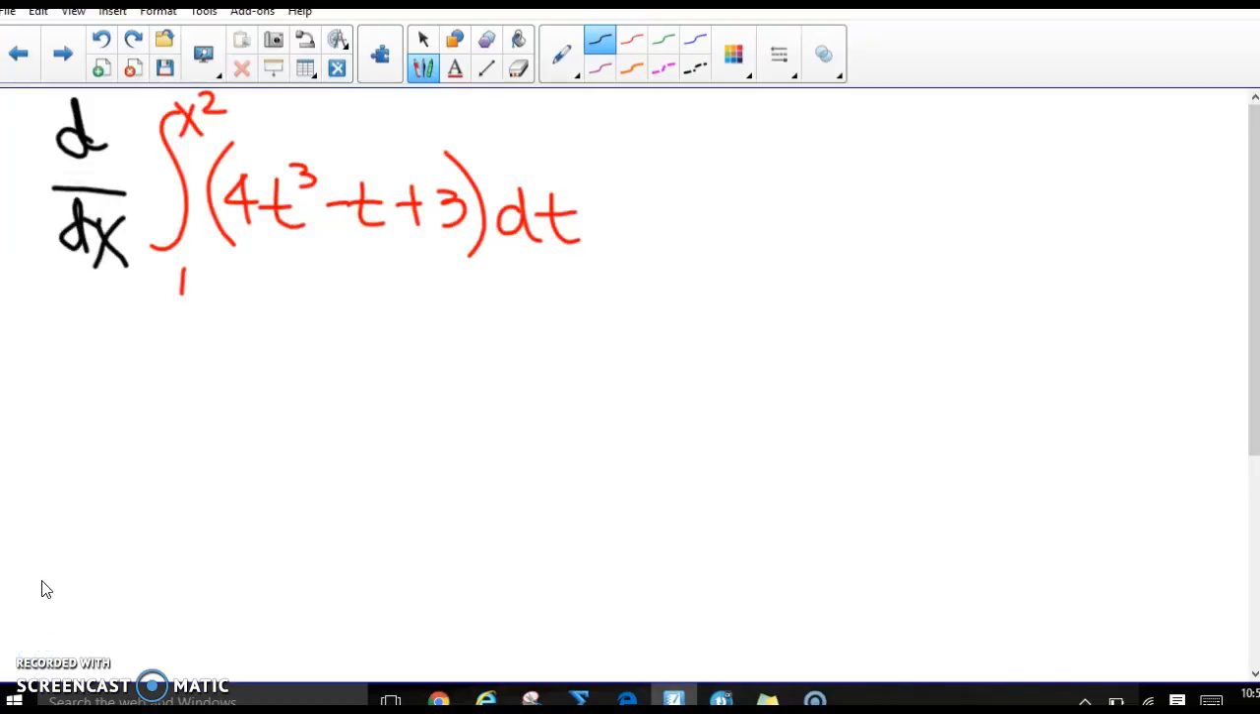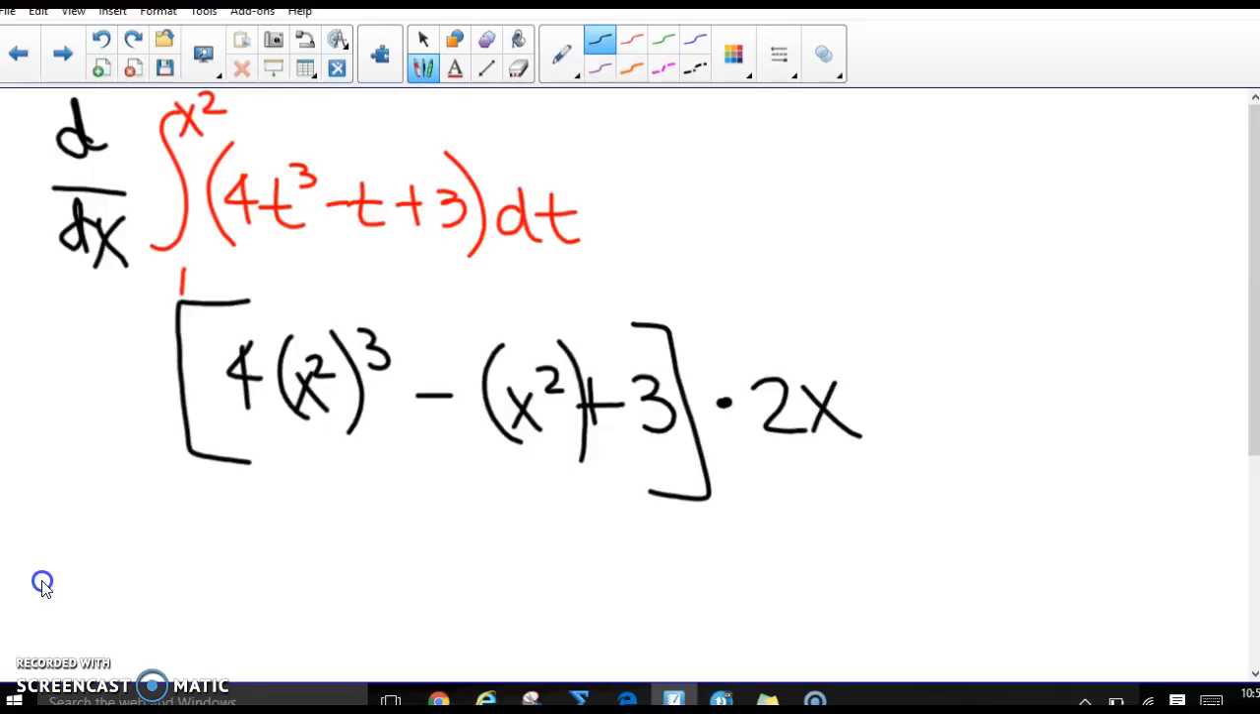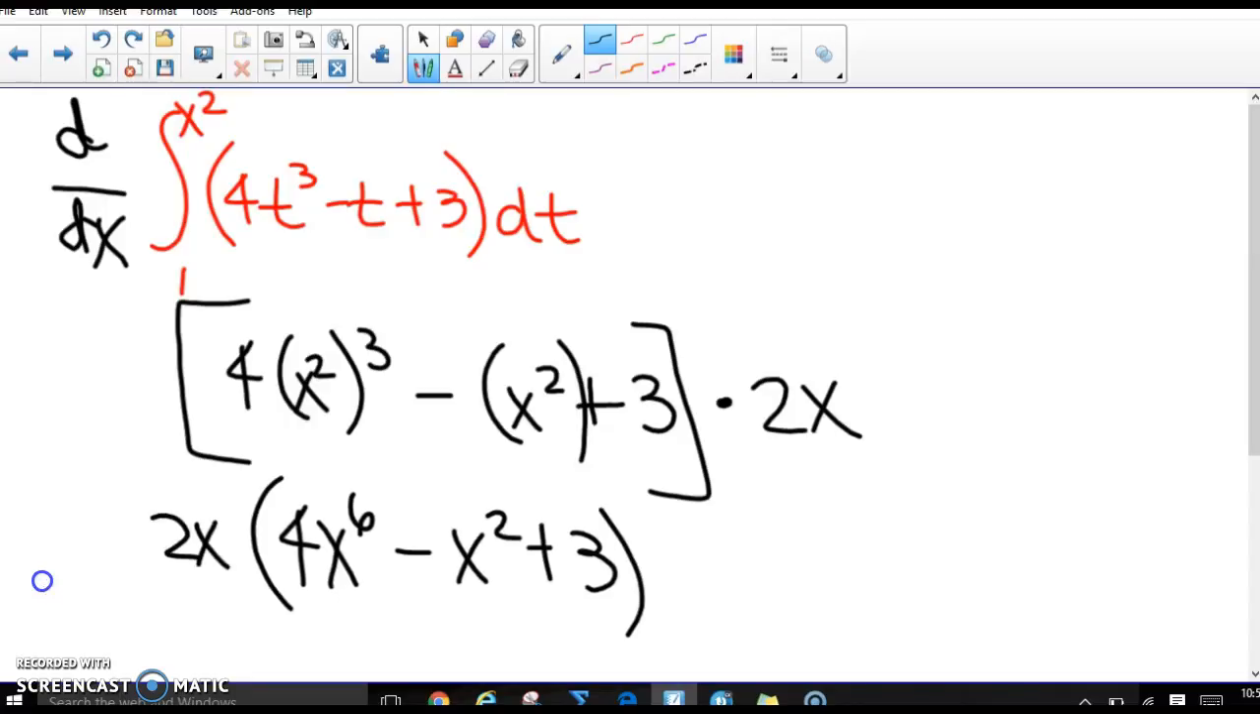Since I want an inverse, I'm going to get back to my original function, but now that original function is going to have x squared written in place of t instead of t. But as I said, because we're taking the derivative, that chain rule would apply, and so I would need the derivative of x squared in there, which would be 2x. So I'd probably write this as 4x to the 6th minus x squared plus 3. And maybe you would distribute the 2x and maybe you wouldn't.